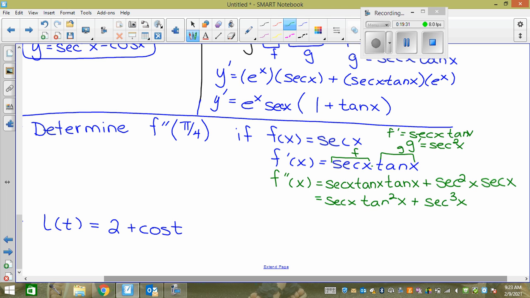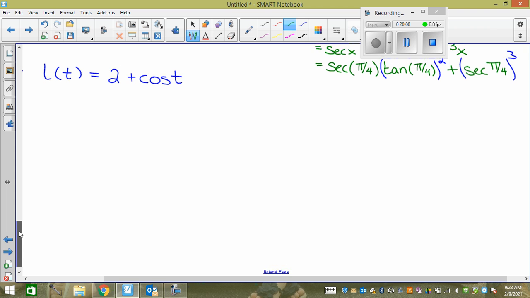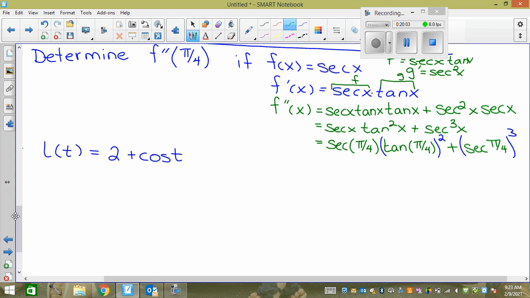And we're doing it for 45s, right? So we're doing secant of pi over 4 times tan of pi over 4. And that squared in the middle just means tan of pi over 4, the answer, squared, right? Plus secant of pi over 4, and that cubed means the answer, cubed. So secant of pi over 4 is just root 2, I believe. Because it's root 2 over 2, then you flip it, it's 2 over root 2. Rationalize it, it is root 2.